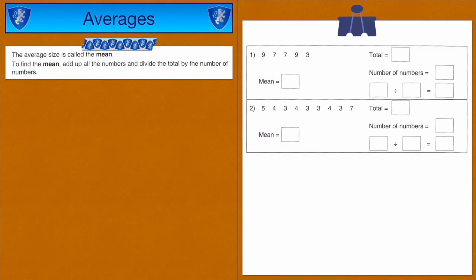So the first one, this is what people usually think of when they think of averages. They think of the mean. It's called the mean. And the way you find the mean is you add up all the numbers and you divide the total by the number of numbers.